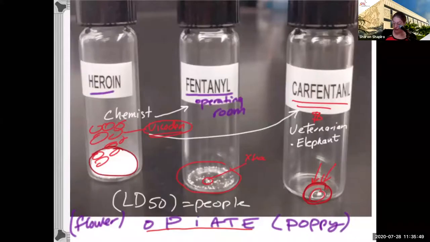Right here is heroin. That's the LD50, the amount of drug, and that's more or less what's coming out of the poppy plant. Then this is the man-made fentanyl and then the carfentanil as we're moving up. We're seeing less and less drug is having a bigger effect. That's because they were invented for veterinarians to treat elephants. But then human beings end up taking these drugs, or we make counterfeit medications from these drugs, and it causes a lot of problems.